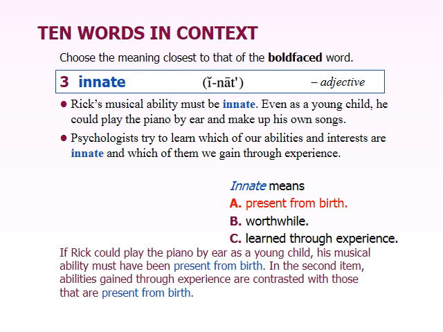So innate has this idea that it's often used to talk about abilities that we're born with, meaning that these aren't things that we had to work at or study, but it's just something that we're naturally good at. So in the first one, his musical ability was innate, meaning he didn't need to be taught how to play the piano. He could just hear something and figure it out.